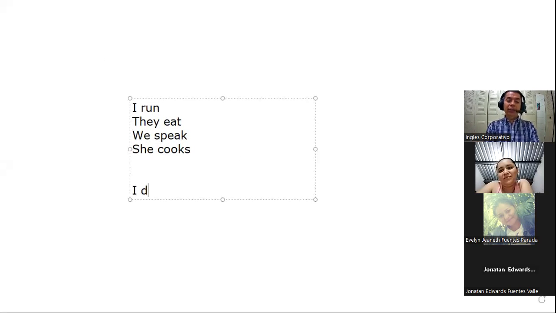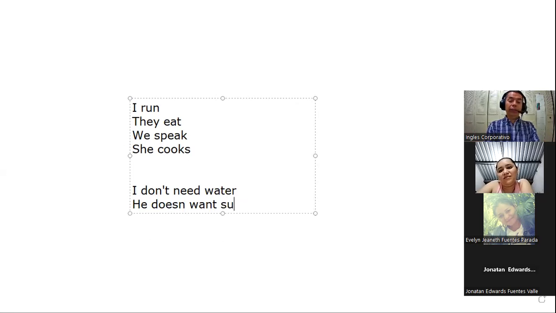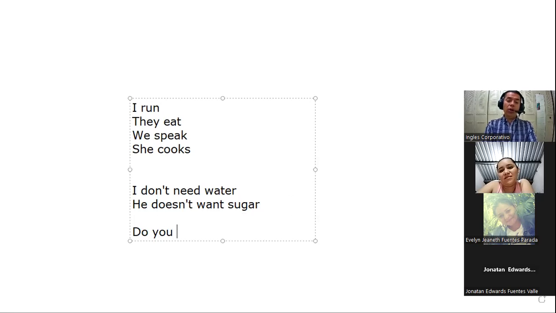Los auxiliares son: I don't need water. No necesito agua. Y entonces use el auxiliar. O tercera persona: He doesn't want sugar, for example. He doesn't want. Entonces, usted usa el auxiliar para indicar que la acción es negativa, con el don't y con el doesn't. Y por último, las preguntas, sencillo. Do you run? ¿Corres? Yes, I do.